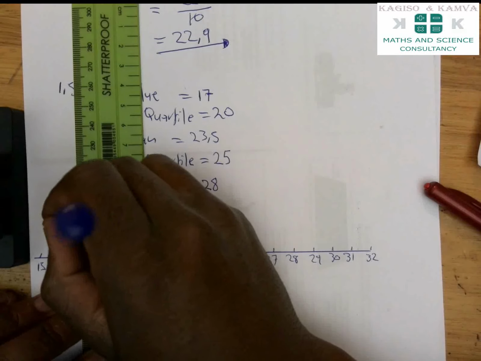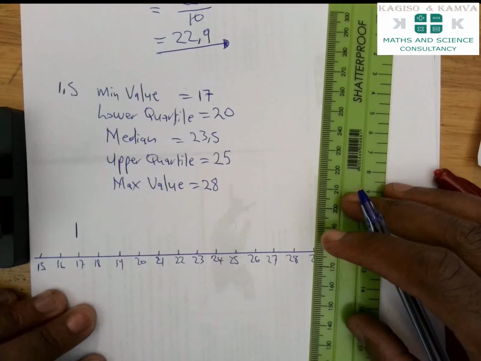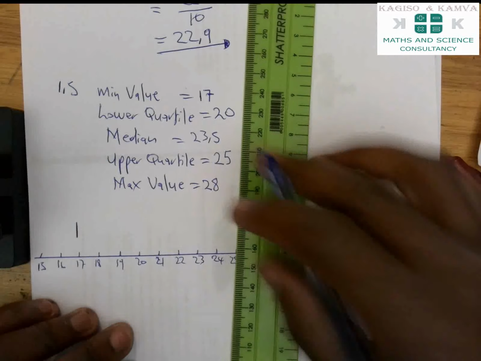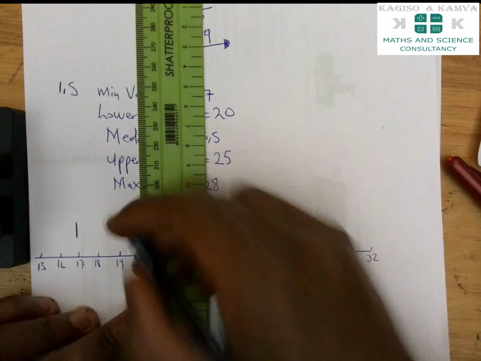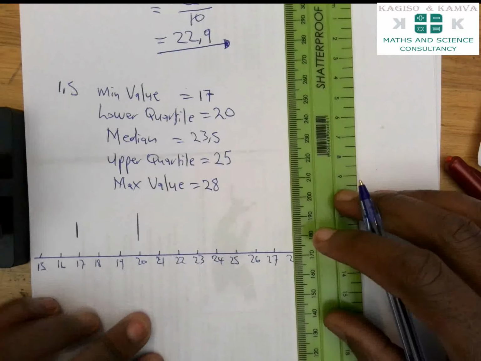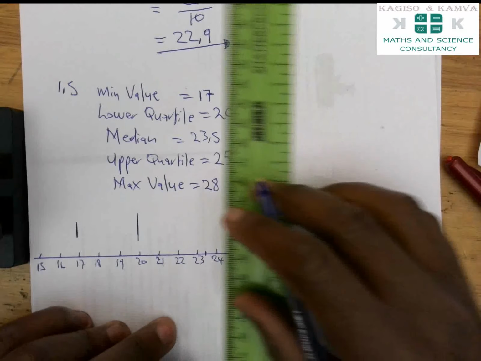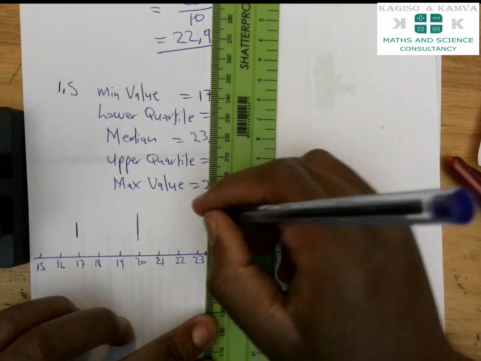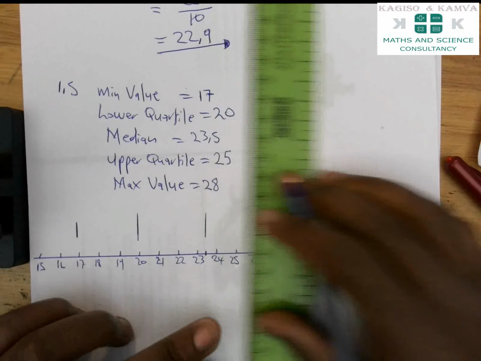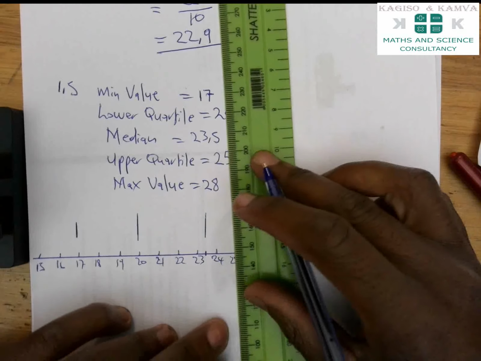So we are going to have 17 there. The next one is the lower quartile. The lower quartile is equal to 20. We come to 20 there. So something like that. The median is 23.5, which is between 23 and 24 there. And then we have something like this. And then we're going to have the upper quartile, which is equal to 25.